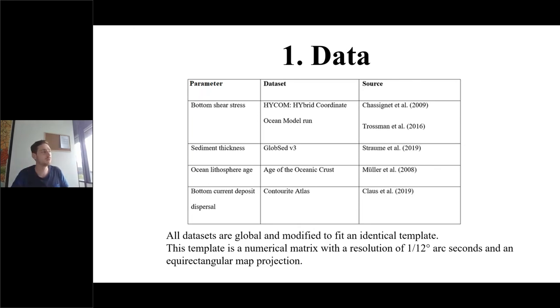And fortunately, there's also very good quantitative control on that one. Finally, in order to train the model, we need some idea of the dispersal of contourites, and that comes from the Contourite Atlas, which is now published in its third iteration in 2019. So all these data sets were collected and then modified to fit an identical template, which is a numerical matrix that has a 1 in 12 arcsecond resolution and an equal map projection.